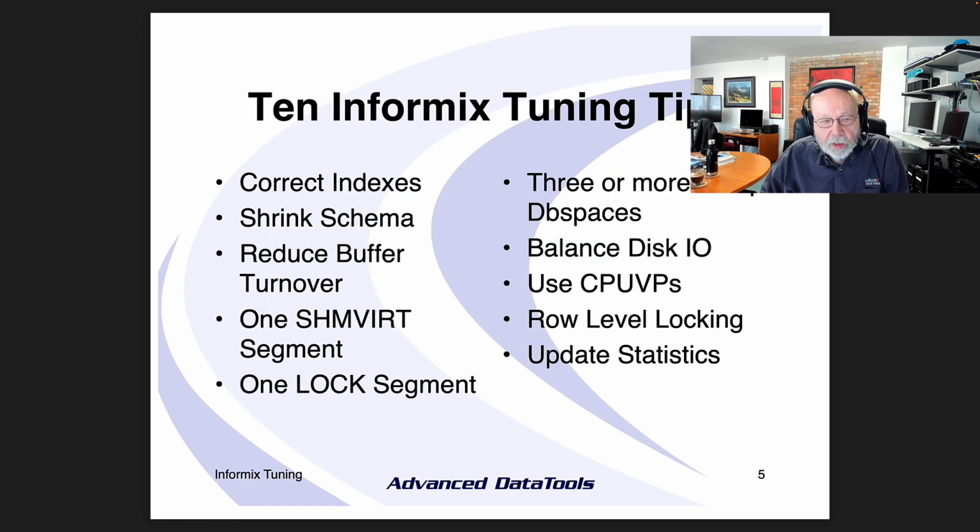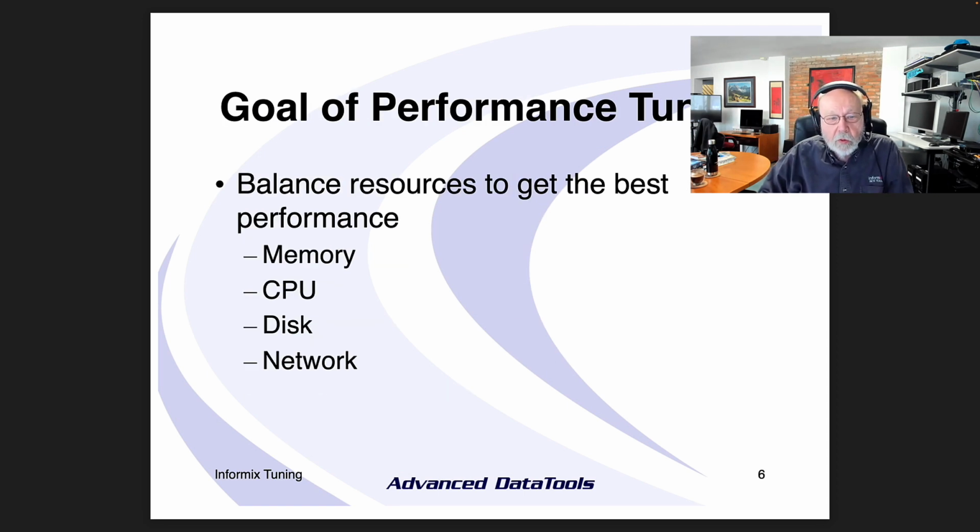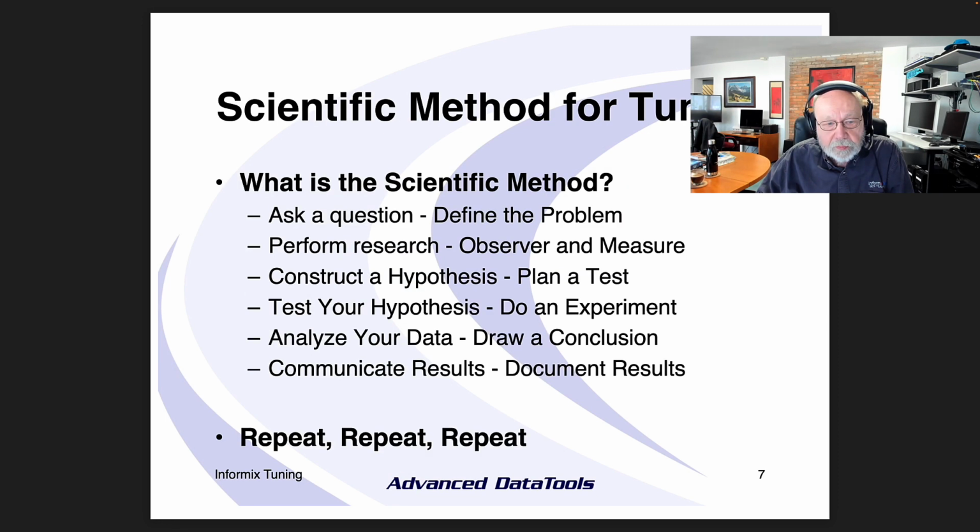So I'm going to dive right in. And this is what I'm going to talk about today. These are my top 10 Informix performance tuning tips. But before I do that, let's talk about the goals. The goal of performance tuning is to get the best balance of resource: memory, CPU, disk, and network. There are 4 things you have to look at for your server and for your database.